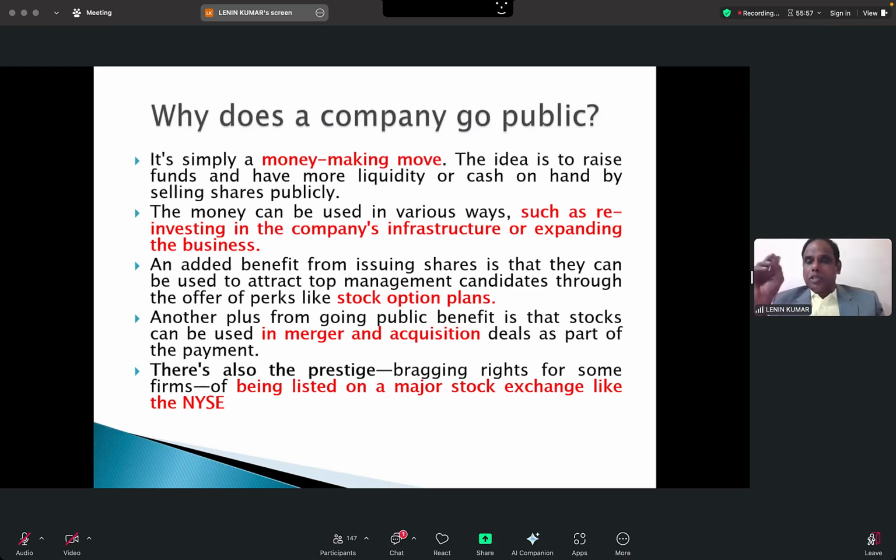And the fourth point is another plus from going public: stocks can be used in mergers and acquisitions. I think you have heard about this topic called M&A. M&A is nothing but mergers and acquisitions. Mergers and acquisitions is where two companies join together and run as a single company. That is called mergers and acquisitions. So what do you mean by acquisition? Acquisition means purchasing. For example, company A is there, company B is there. If company A is not performing, company B will purchase company A. I hope it is very clear. This concept is called acquisition.